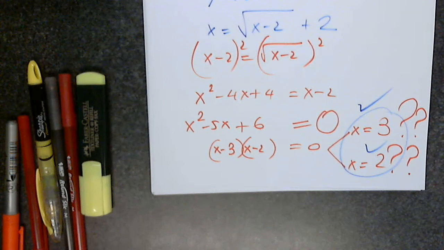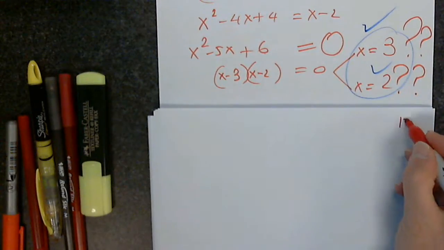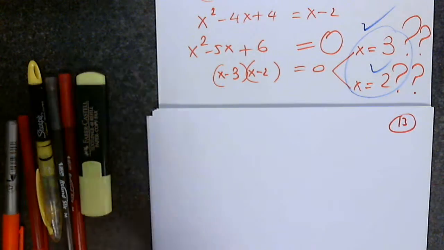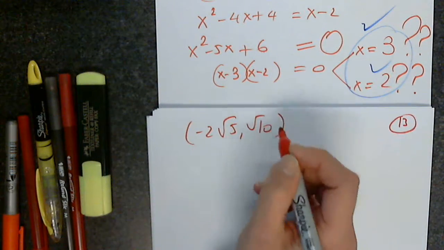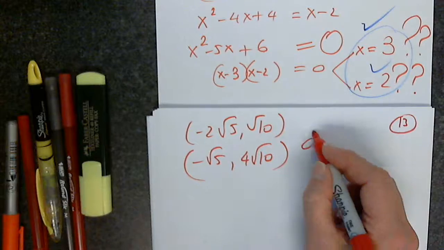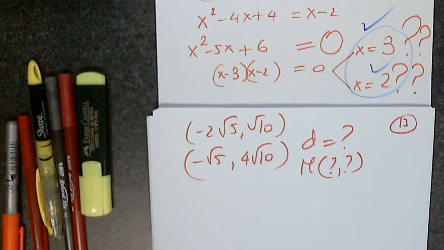Okay, let's look at finding the distance and the midpoint. We want the distance between these two points and also the midpoint between these two. Find the distance and the midpoint for these two, given these 2 points, the distance between the two and the midpoint of the line segment that connects them.